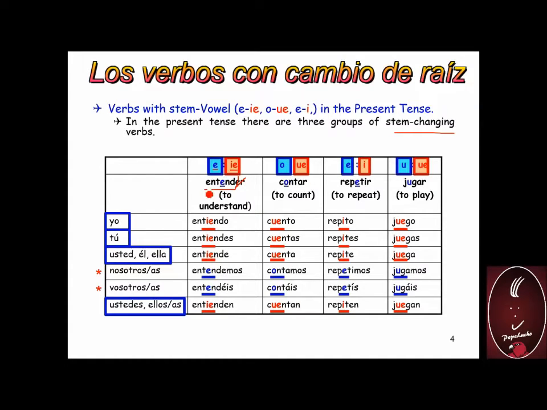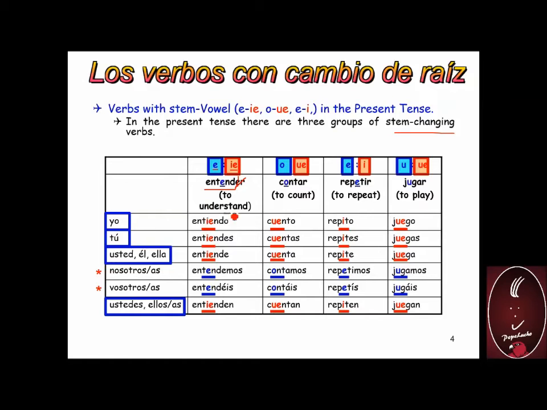In this example, with the verb entender, to conjugate this stem changing verb, you will conjugate yo entiendo, tú entiendes, usted, él, ella entiende, nosotros, nosotras entendemos, vosotros, vosotras entendéis, ustedes, ellos, ellas entienden.